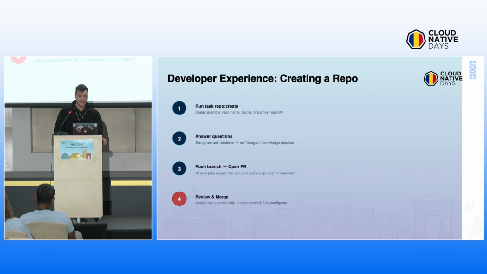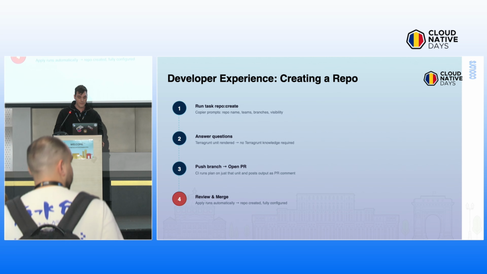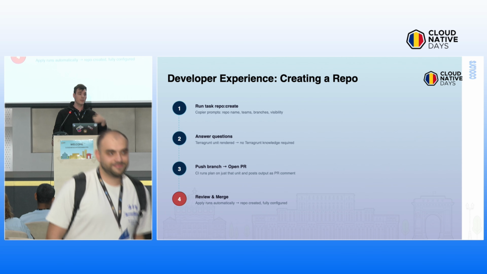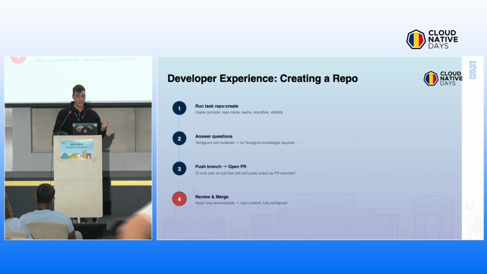So essentially, as a developer, you just clone that GitHub infrastructure repository. You run a task repo create, which is the equivalent of like make repo create. And that will ask you some prompts, like what's the name of your repository, what team needs access to it, and so on and so forth. And using those answers, it will template out a new TerraGrunt unit. We can push that to a new branch, PR it, then the PR will have a comment saying, okay, this new repository will be created, it will have some variables, it will have some teams with access to it, and then somebody from the ops team will review that PR and just merge it.